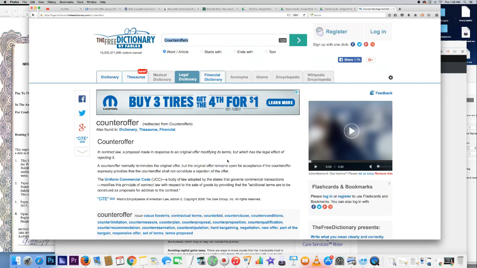So we got locked into the original terms and conditions, which puts us at so-called default. But based on contract law, the right to contract is endless. So here goes my offer. Here goes my counter offer. Which has the legal effect of rejecting it. A counter offer normally terminates the original offer. So if a counter offer can terminate the original offer, what does that do to a bill?